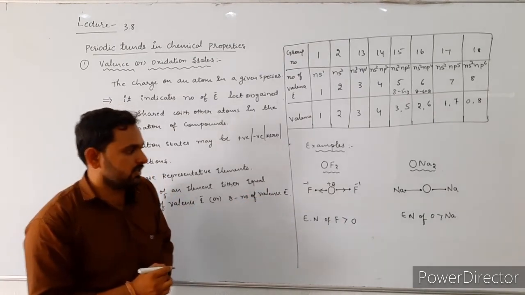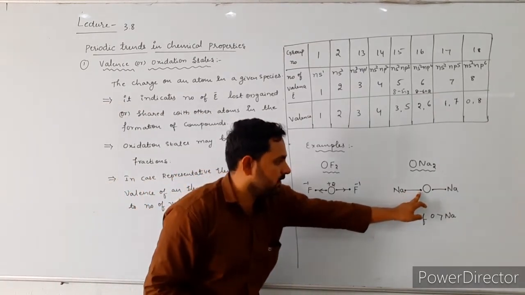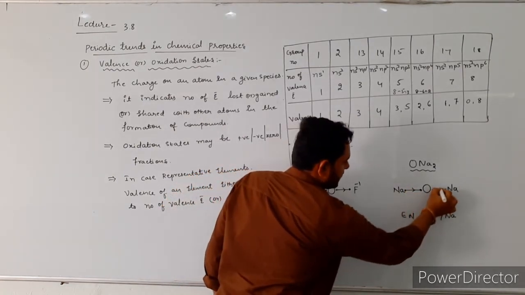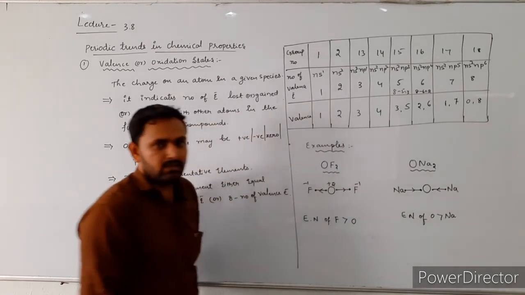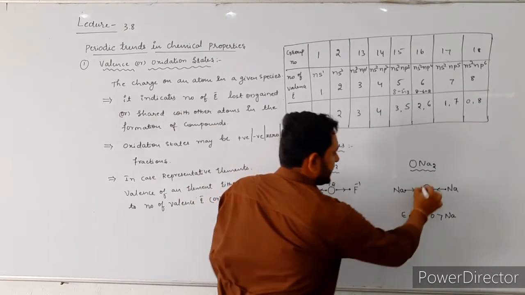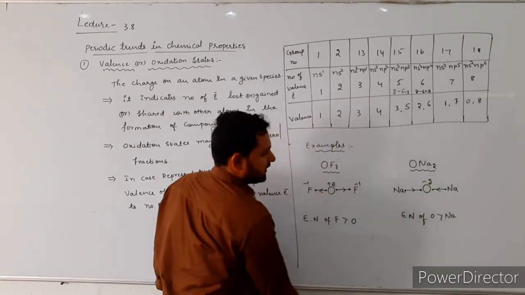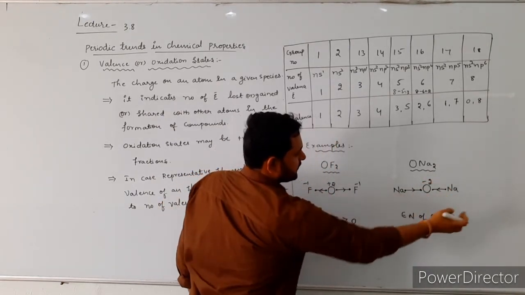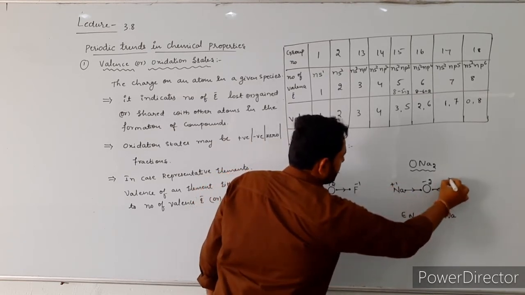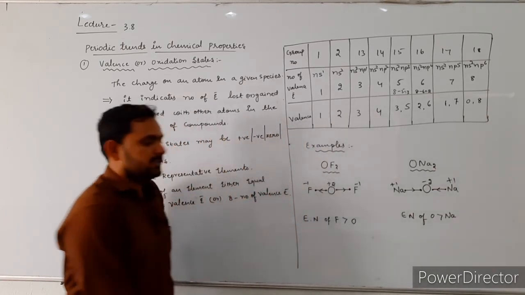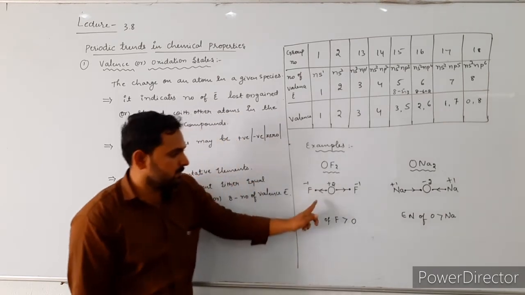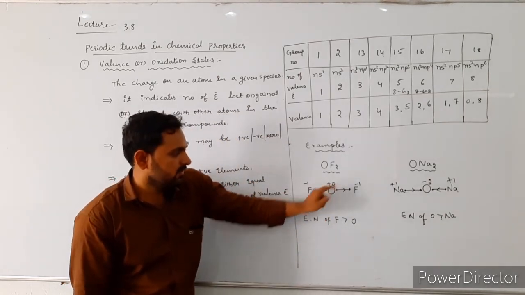That's why oxygen attracts the shared pair electrons towards itself. So oxygen gains 2 electrons from 2 sodium atoms. That's why it gets minus 2 charge. And here each sodium donates 1 electron. That's why each sodium gets plus 1 oxidation state. In this molecule, what is the oxidation state of oxygen? Minus 2.